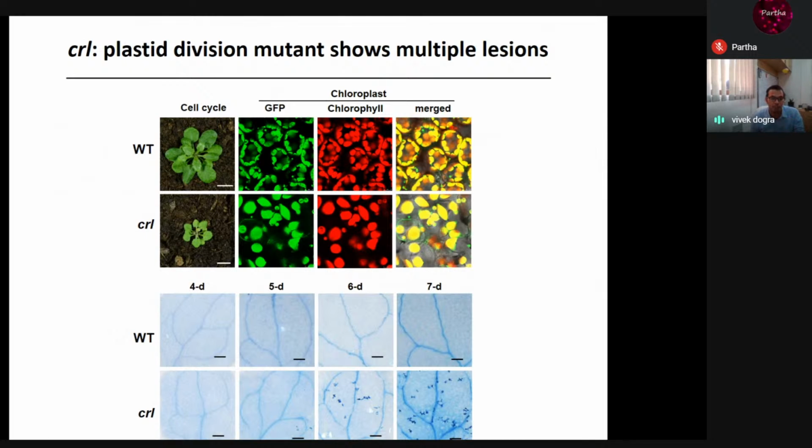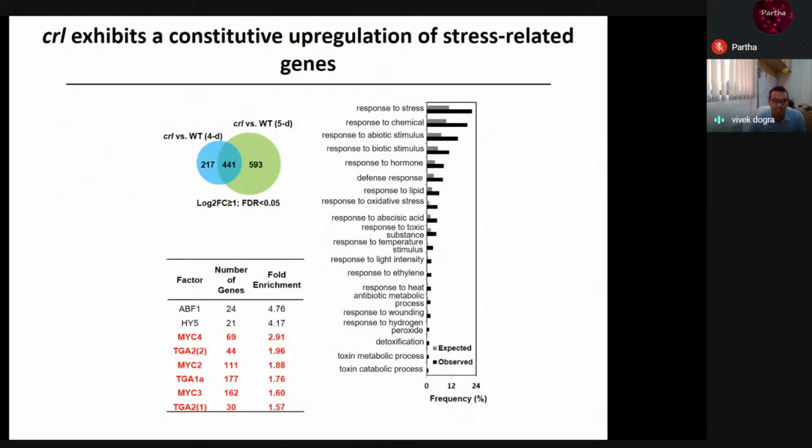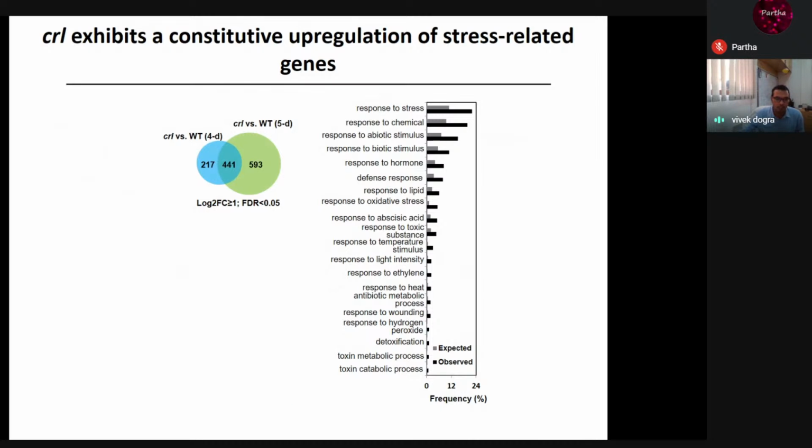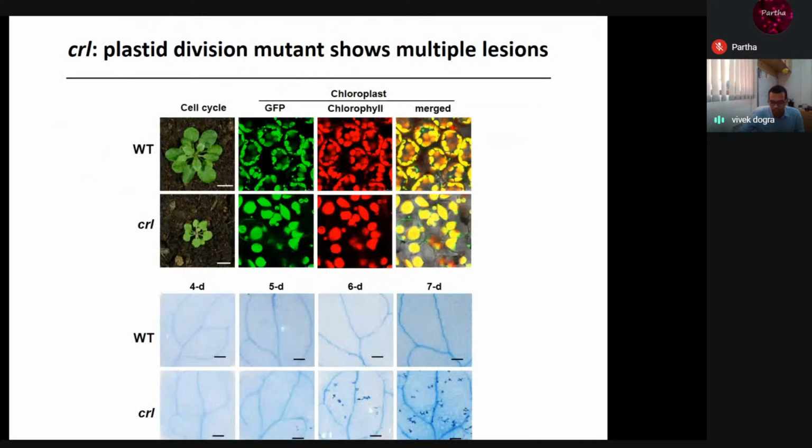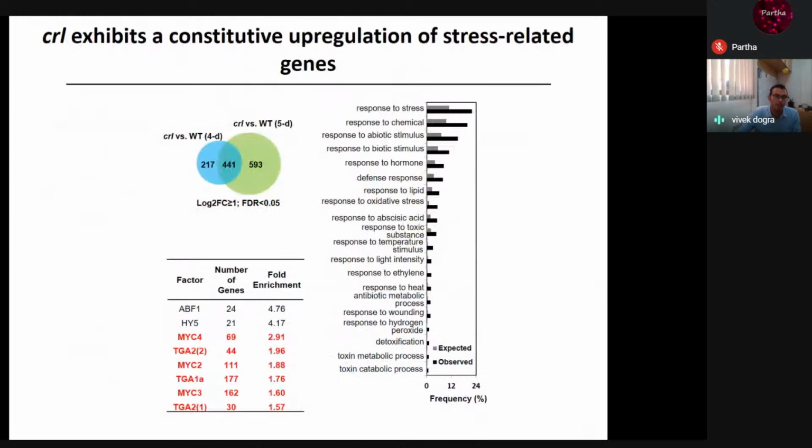Then what we did, first of all, we did RNA-seq. These days transcriptome analysis is a popular technique. So we tried to find out the genes which were changing upon onset of the cell death, and we compared 4-day and 5-day plants. What we found was that a lot of genes were upregulated in 4 and 5 days as compared to the wild type. Many of those genes were responding to stress stimuli, and we named them stress-related genes.